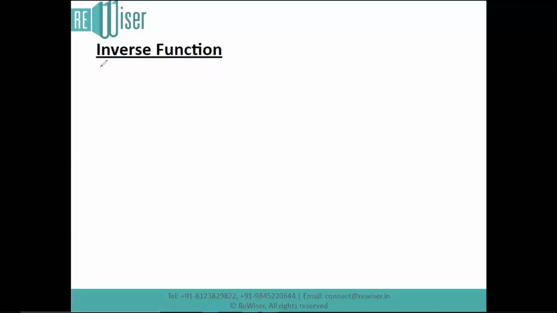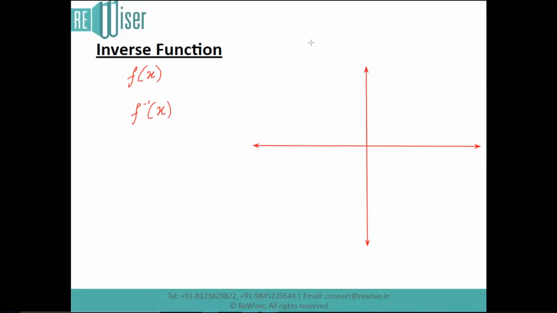If I talk about representation of the inverse of a function, if f of x is a function, then f inverse of x is the representation we use to represent the inverse of a function. Graphically, if this is my y-axis and this is my x-axis, the function's reflection along the y equals x line will give you f inverse of x.